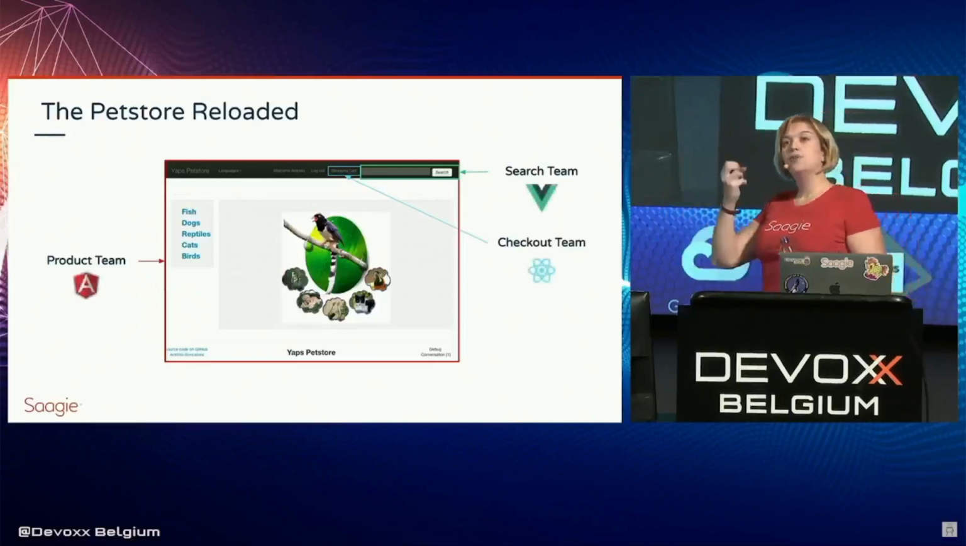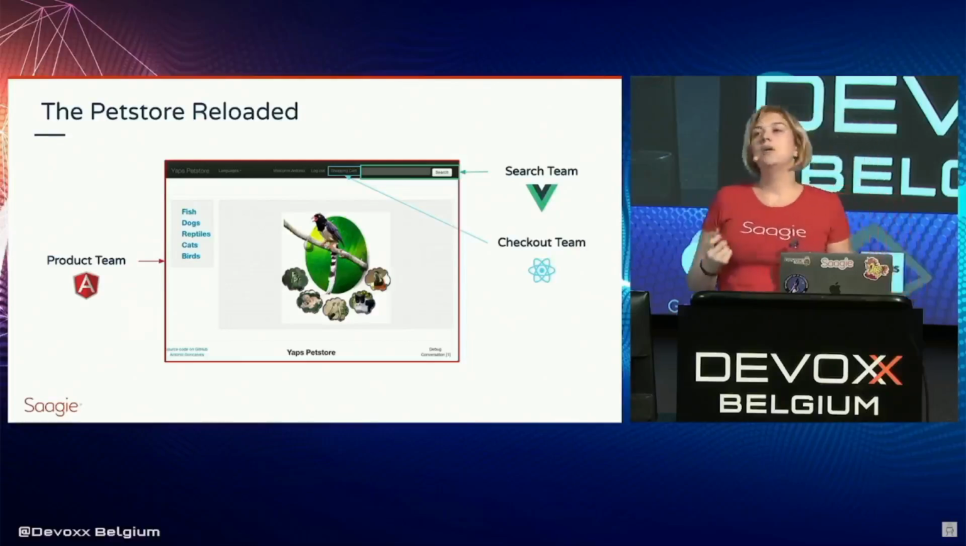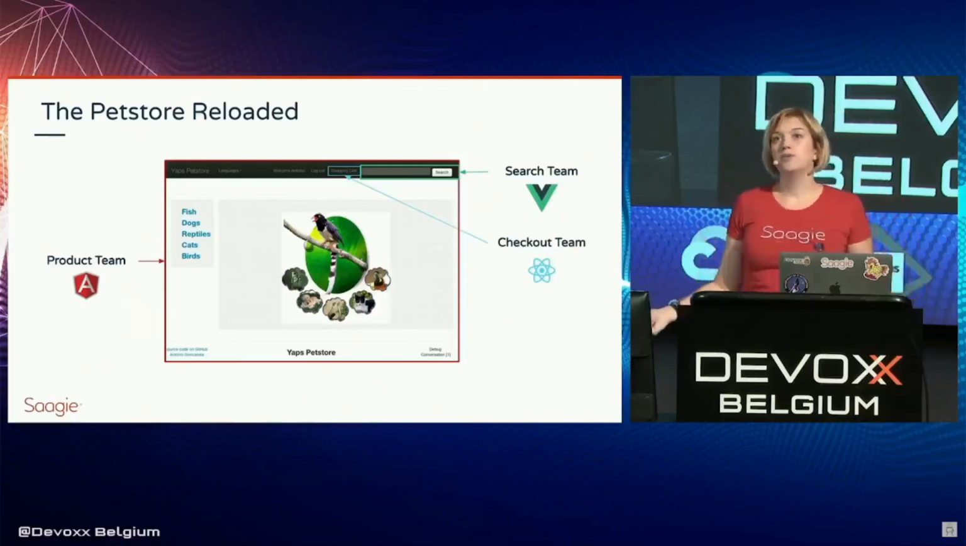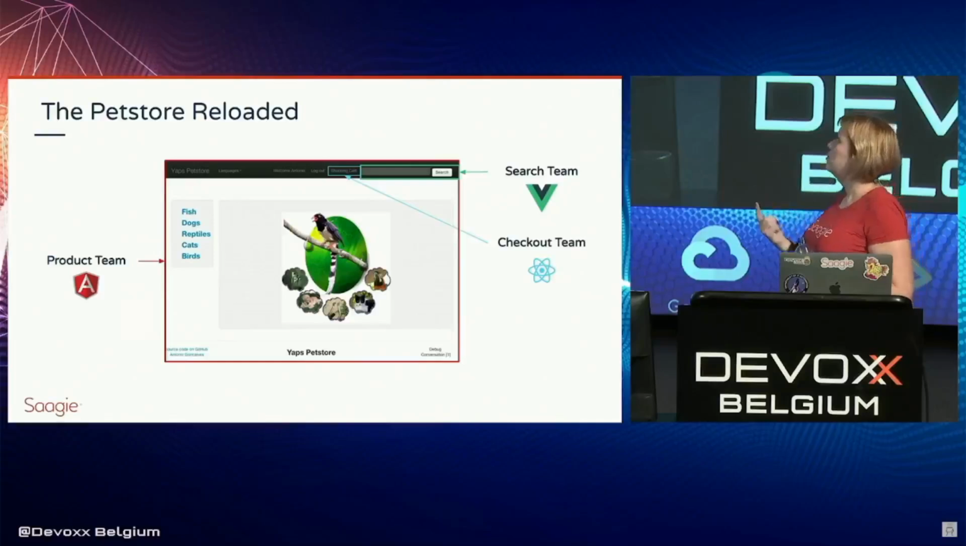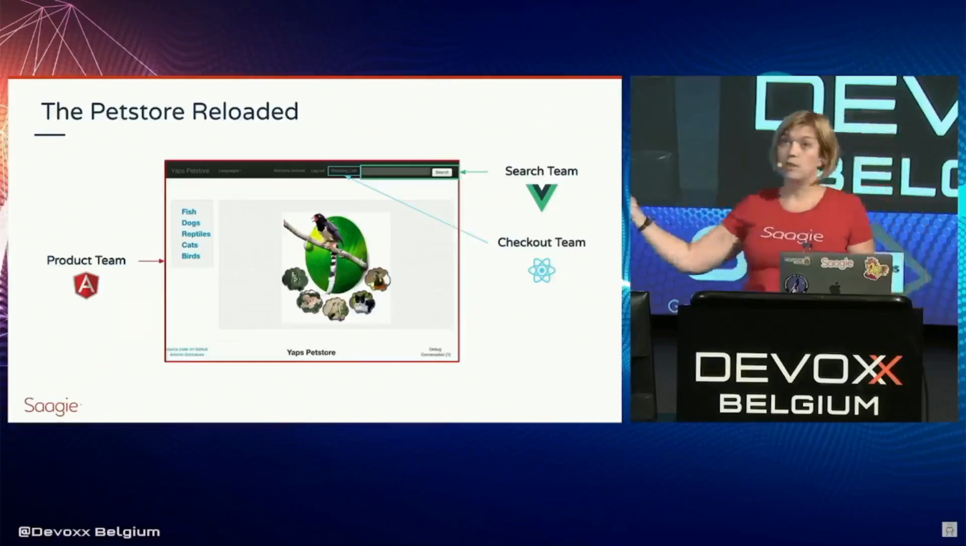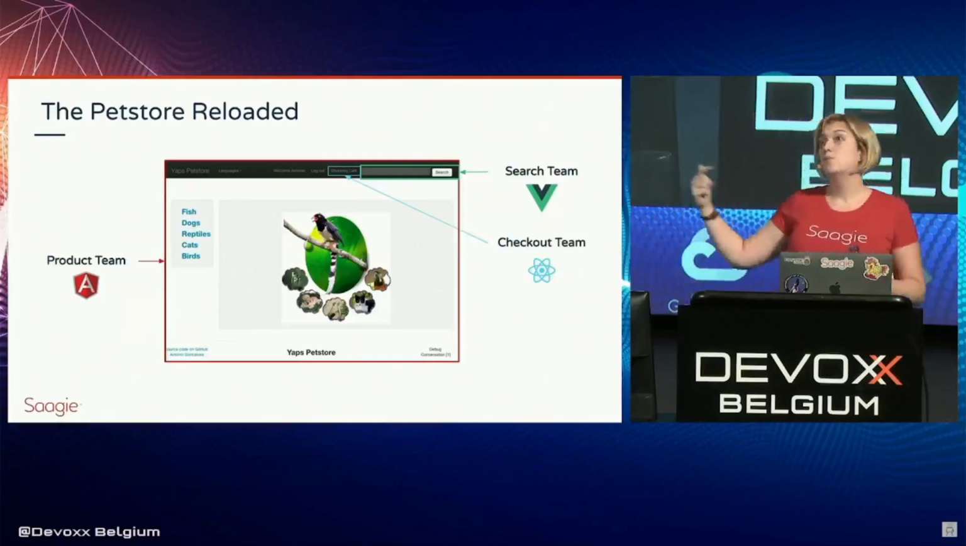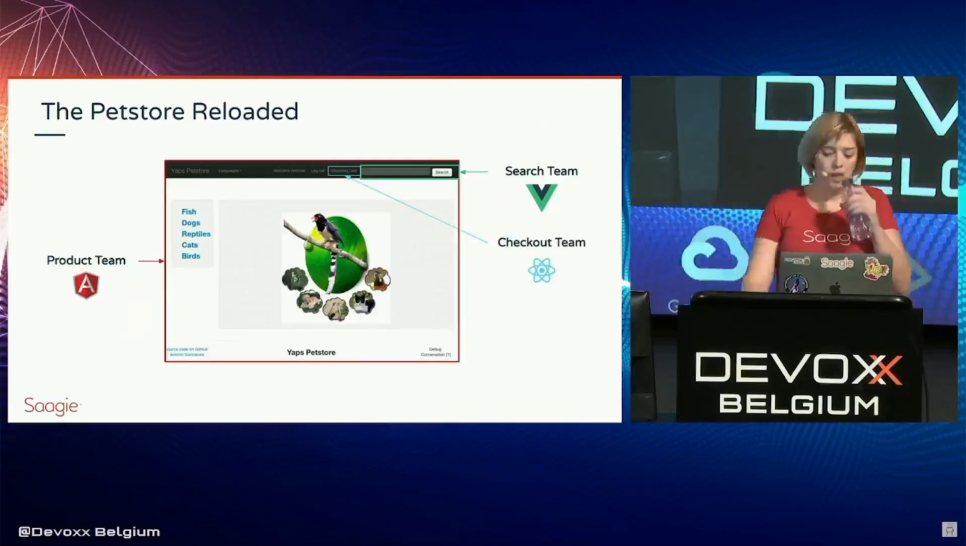And a very important idea behind microfrontends is that each team should be able to work with the framework they want, with the entire stack they want. So we can imagine here having the product team working in Angular, the search team working with Vue, and the checkout team working with React, for example.